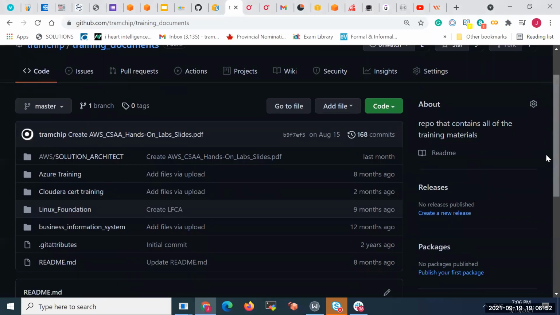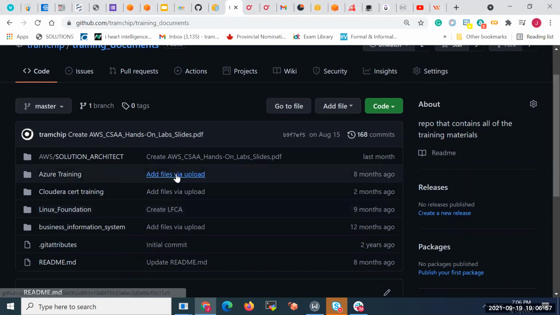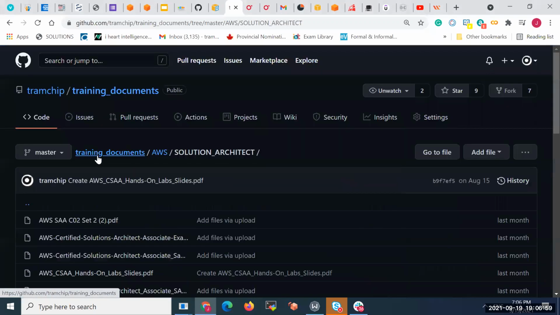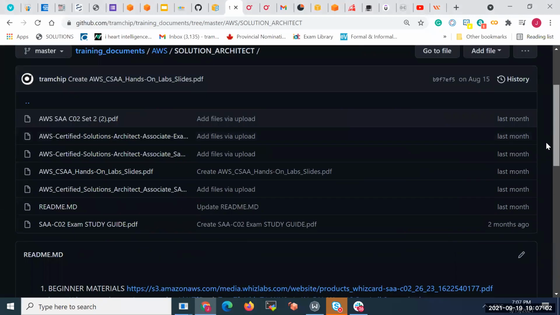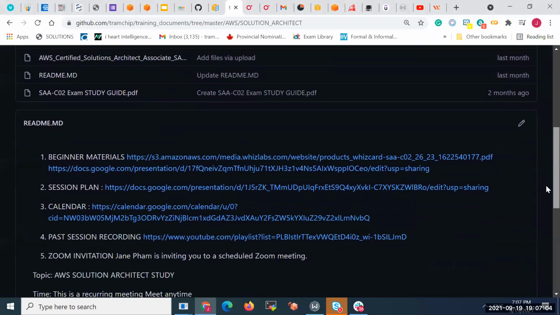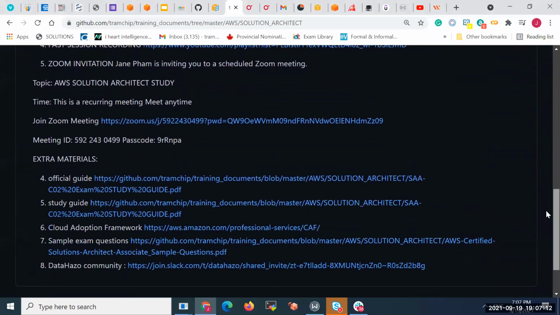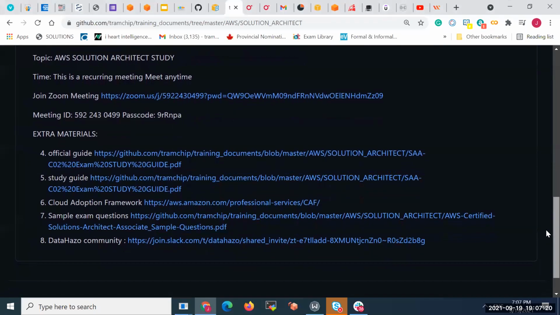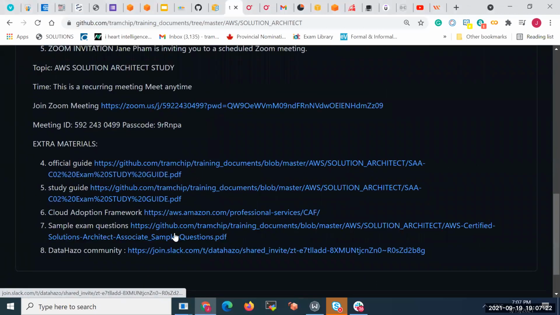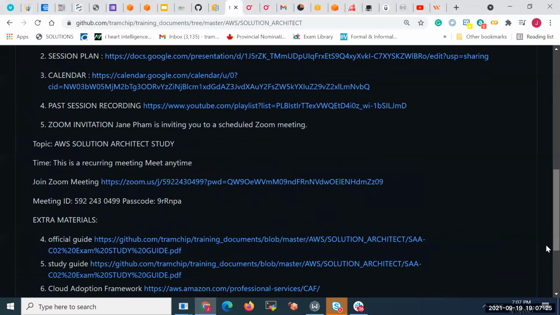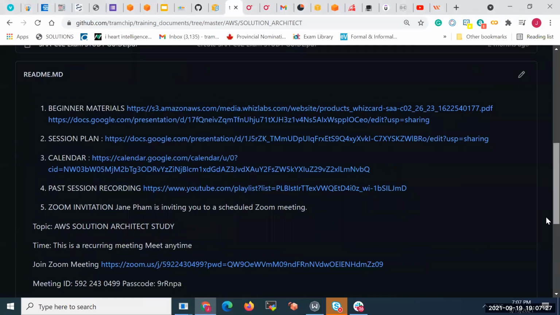So as I mentioned, in the past week, we have gone through the Well-Architected Framework, and I also have taken notes on some of the content and the highlights during the test. If you go on here, you will see all of the materials and the past session recordings, and also my Zoom invitation, and extra material like the official guide, study guide, adoption framework, sample exam questions, and the link to join the Slack, where I often put all of the materials in, like practice tests and stuff like that.